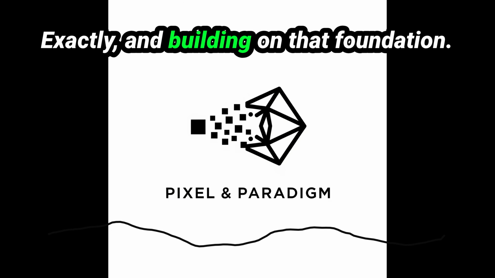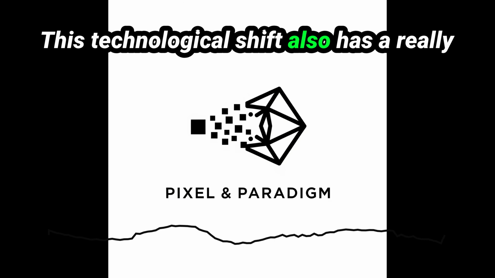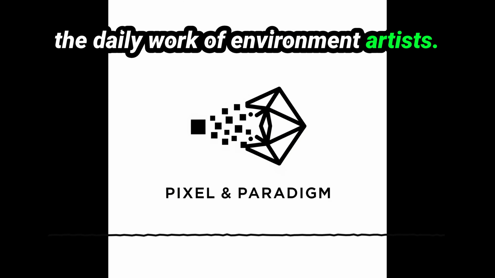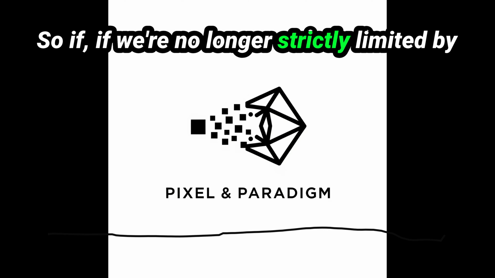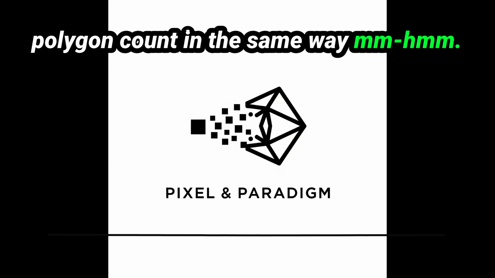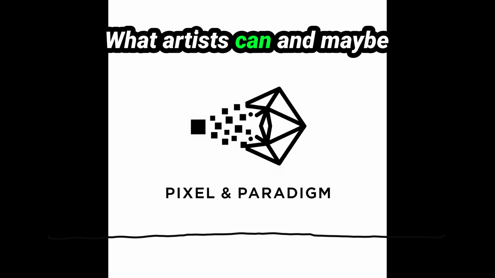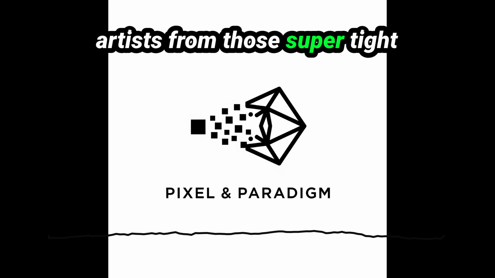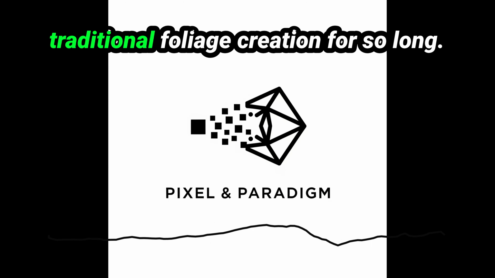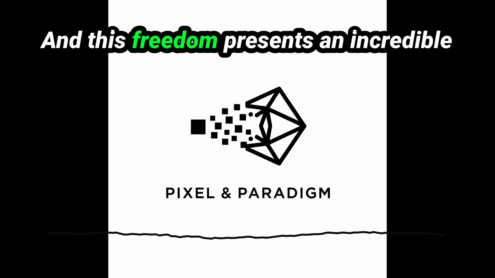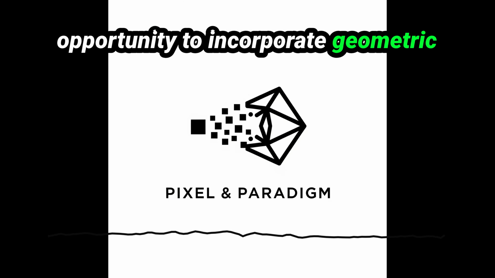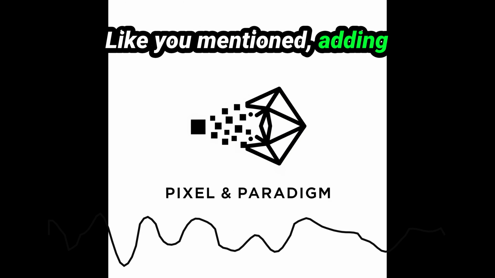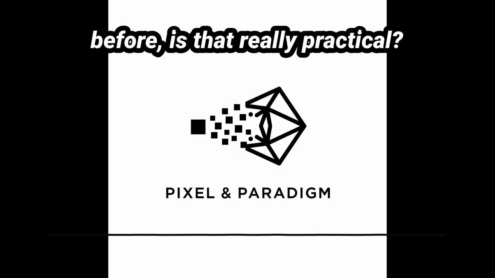Yep. Exactly. And building on that foundation, this technological shift also has a really profound impact on the artistic side of development, on art direction, and just the daily work of environment artists. Okay, so if we're no longer strictly limited by polygon count in the same way, how does that change what artists can and maybe should be focusing on? Well, Nanite genuinely liberates artists from those super tight polygon budgets that constrain traditional foliage creation for so long. And this freedom presents an incredible opportunity to incorporate geometric details that were previously just unfeasible in real-time rendering. Like you mentioned, adding thickness to every single leaf before. Is that really practical now?